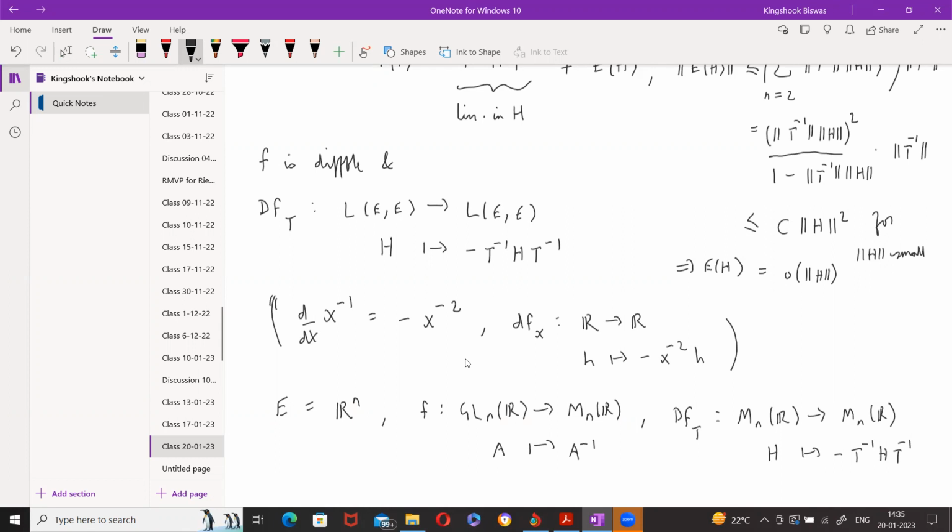So it's better to view the derivative as a linear map rather than as a matrix of partial derivatives. That's the point I'm trying to make here. Is that clear? Yes, sir, it's fine. Makes sense.